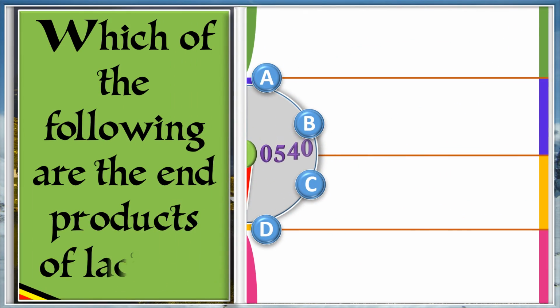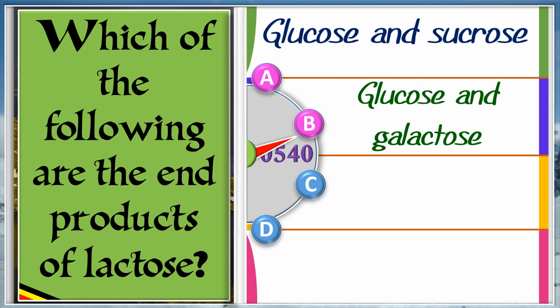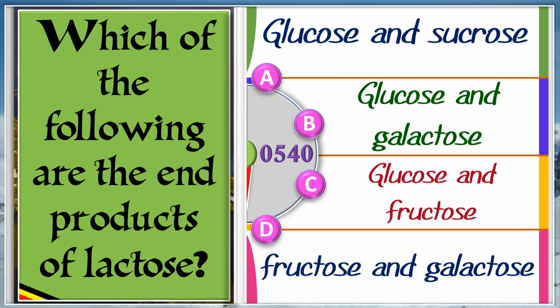Which of the following are the end products of lactose digestion? A. Glucose and sucrose. B. Glucose and galactose. C. Glucose and fructose. D. Fructose and galactose. And the answer is B. Glucose and galactose.